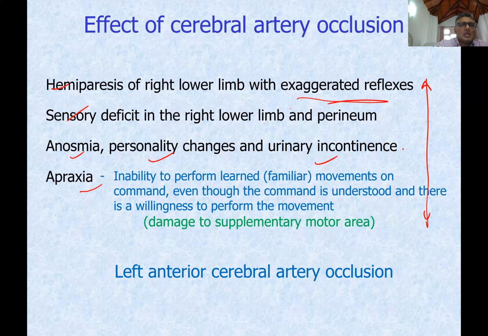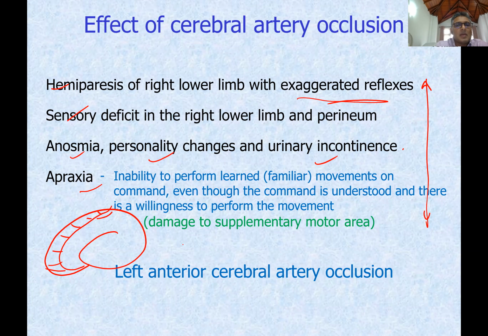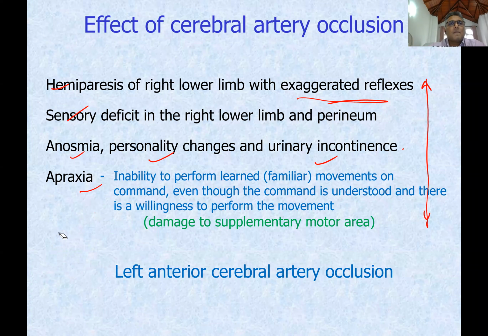Now, you should always remember the diagram. This is your brain. The anterior cerebral artery will supply, on the lateral surface, an area like this, not so long, an area like this. And on the medial surface it would be a fairly large area. So you get lower limb defects, while the upper limbs and face are spared.